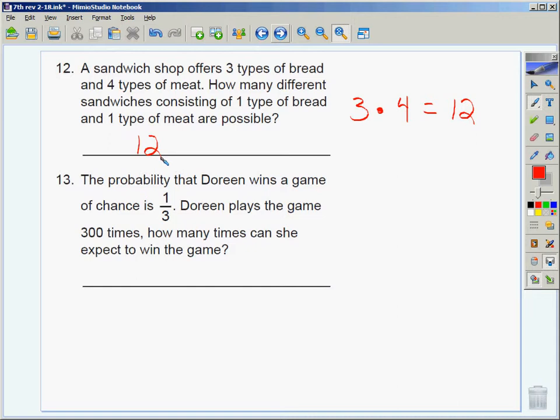The probability that Doreen wins a game is 1 in 3. This is a prediction problem. They told me the probability would be 1 in 3. They said, how many is she going to win out of 300 times? So I'm going to take 1 times 300, which is obviously 300, and I'm going to divide that by 3. So I would expect that she's going to win 100 times out of the 300.